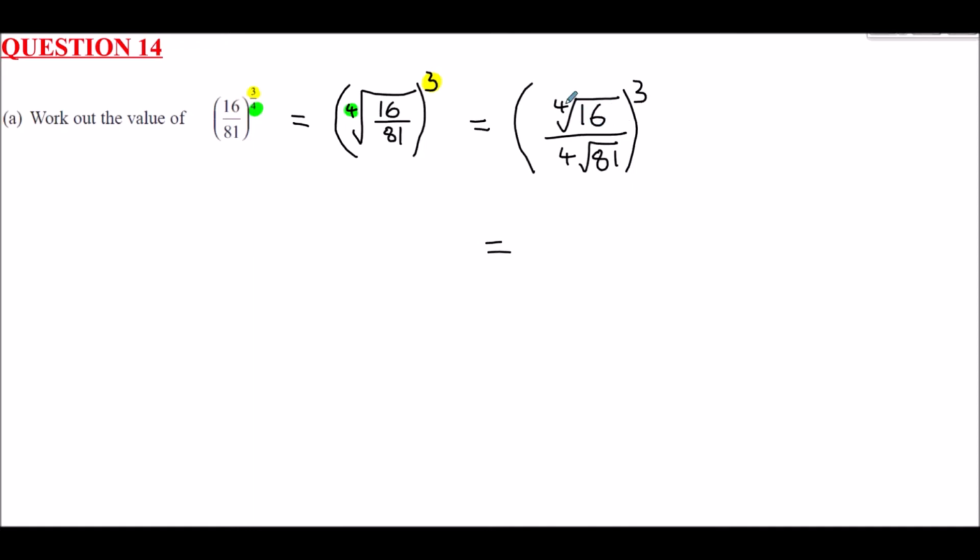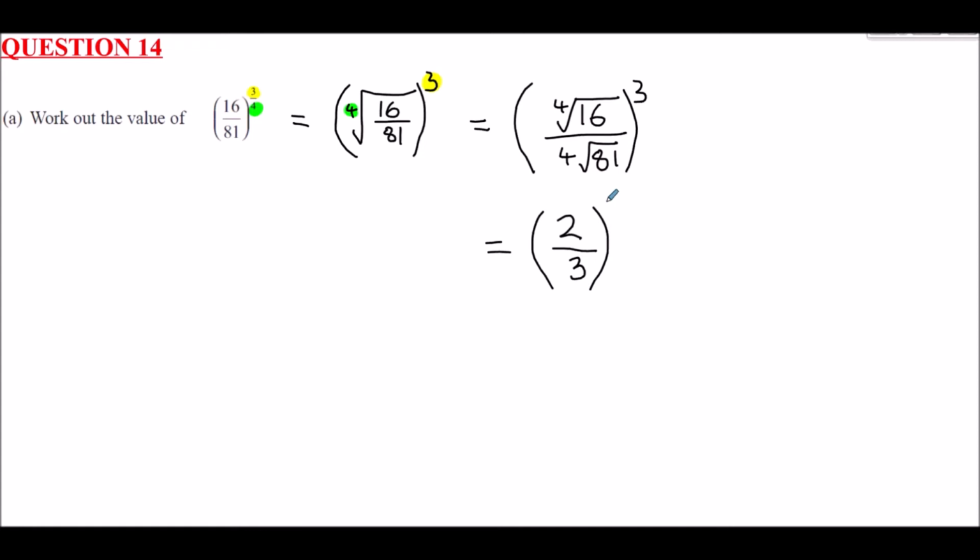So what number to the power 4 would give us 16? Well, 2 times 2 times 2 times 2 would be 16, so the 4th root of 16 is actually 2, because 2 to the power 4 gives us this. In the same way, the 4th root of 81 would actually be 3, because 3 squared is 9, times by 3 again is 27, and 27 times 3 gives us 81.